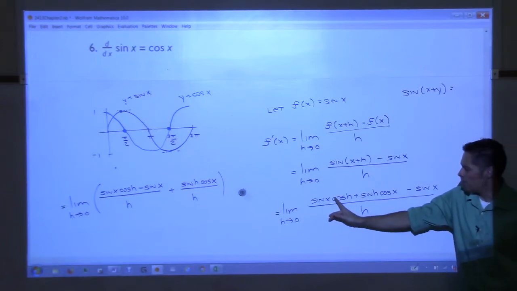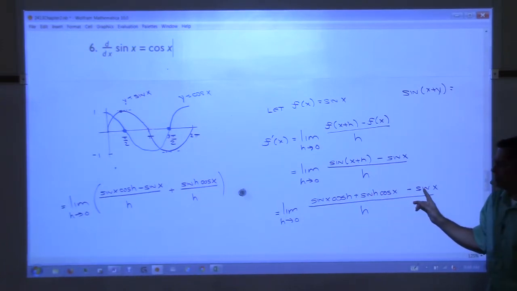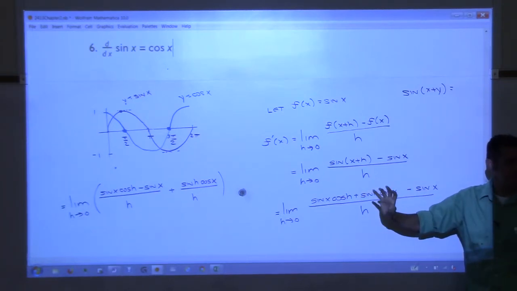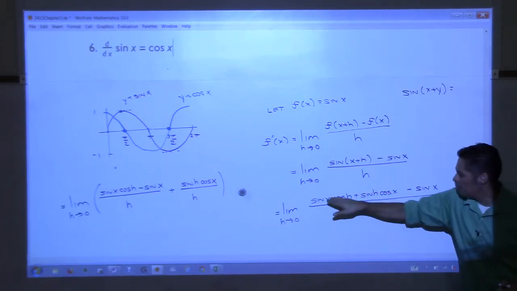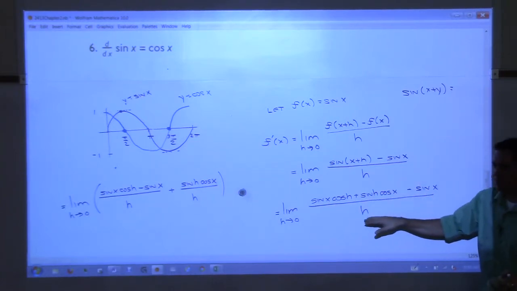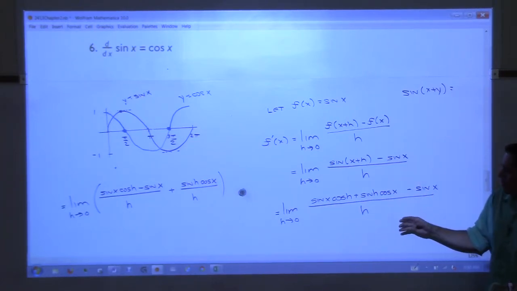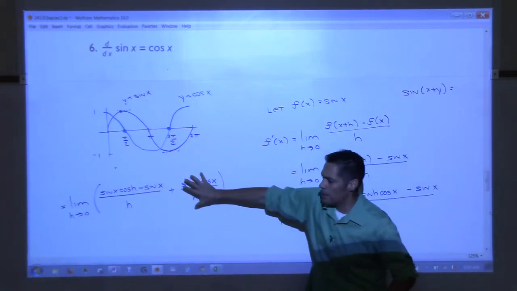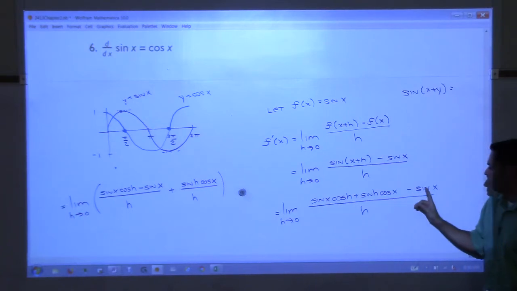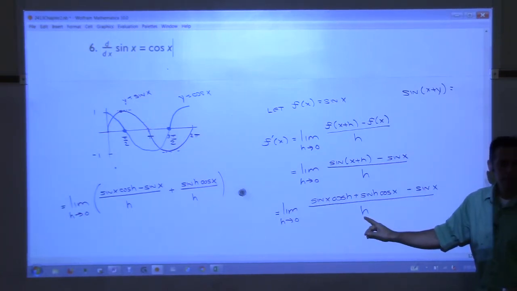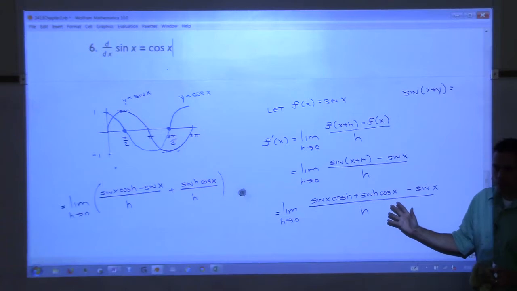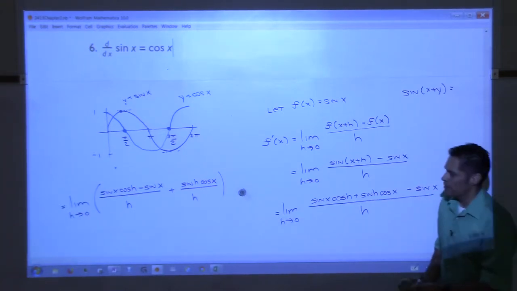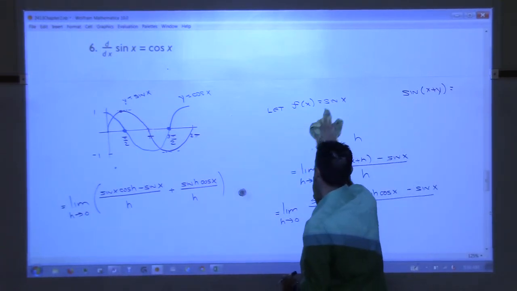Every single one of these terms is divided by h, right? So I could split that into 3 separate fractions if I wanted to, couldn't I? I could do this over h, this over h, this over h. What I've chosen to do is take this over h, separate it, pull it out, and put it right here. And then I put these two together over h. Is that all fair, legal algebra for you? Okay, so I just rearranged things, but I did it for a reason. You'll see the reason right now.